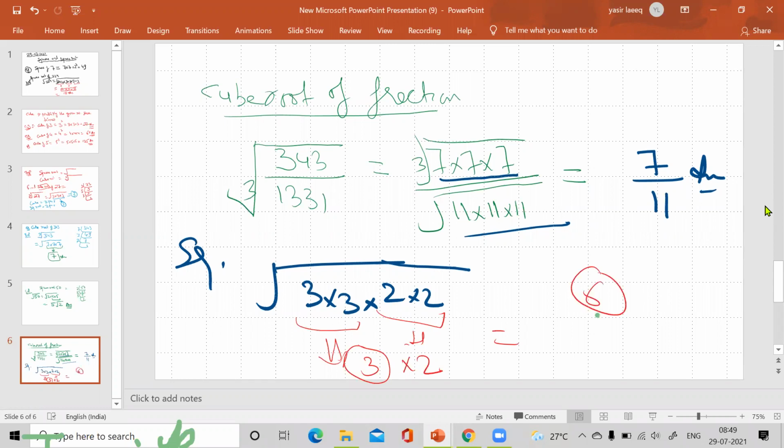The square root of this number is 6. Is it clear now? Okay, that's very good, mashallah. So if there are two same numbers, we will multiply only one number for square root, because we are making a pair, so we'll write one only. Try to remember this. Don't get confused. Just focus on what you are doing.